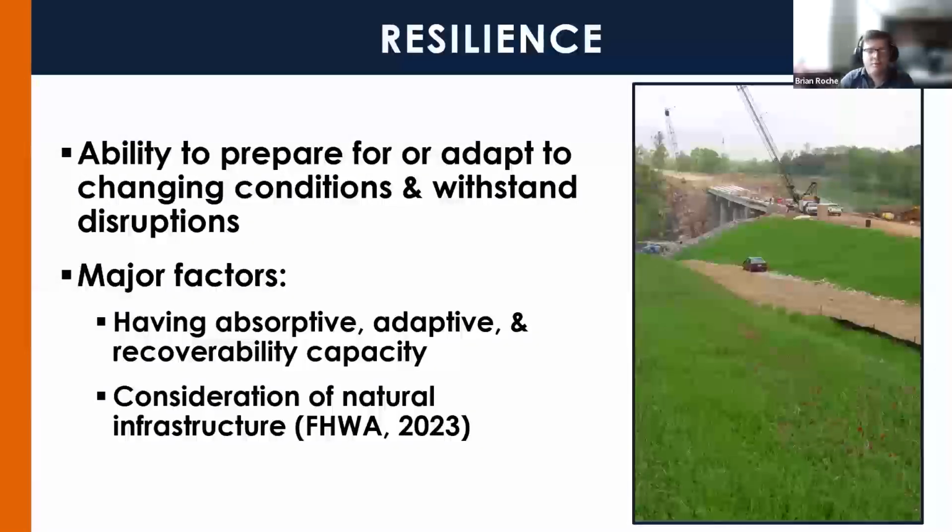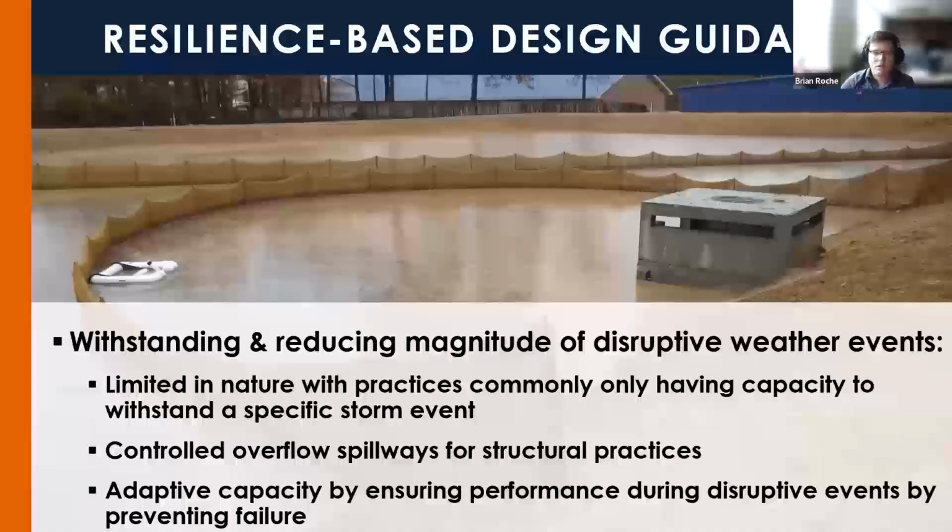So as we move on to resilience, I want to touch back on those factors. We looked to see if any of that existing design guidance fit into resilience at all. We found some that related to withstanding and reducing the magnitude of disruptive weather events. It was limited in nature, with most practices having a specific capacity, such as being able to withstand a 2-year, 24-hour storm, which may not properly design it for a more disruptive event.